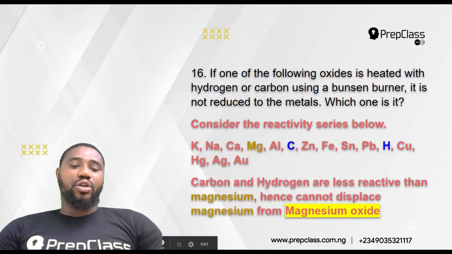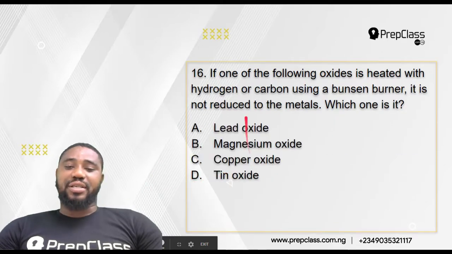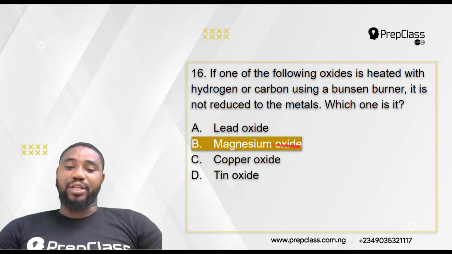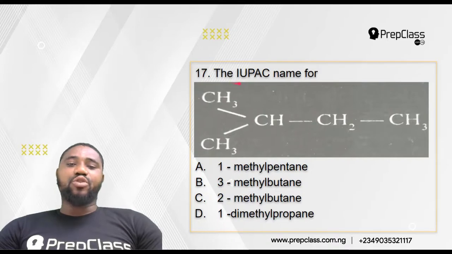So out of all the oxides, the one that cannot be reduced to the metal by either hydrogen or carbon is magnesium oxide. So our answer is magnesium oxide. 17. The IUPAC name for this compound is, they're asking us what's the IUPAC name.